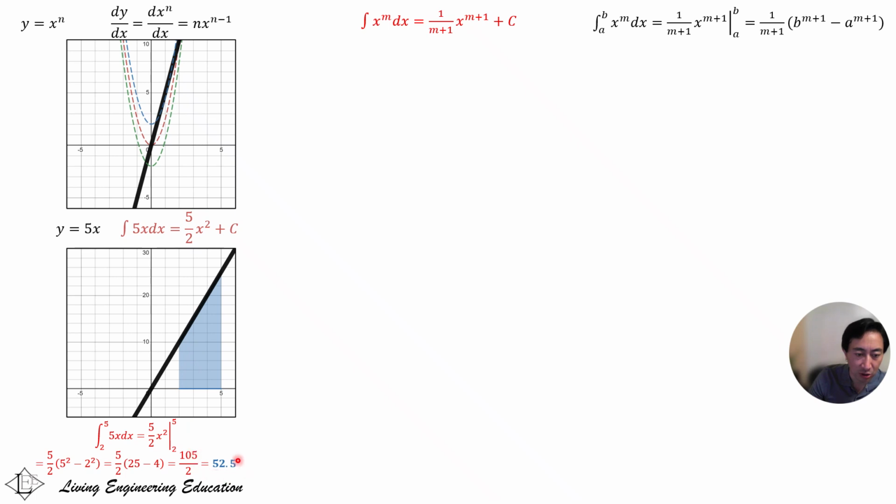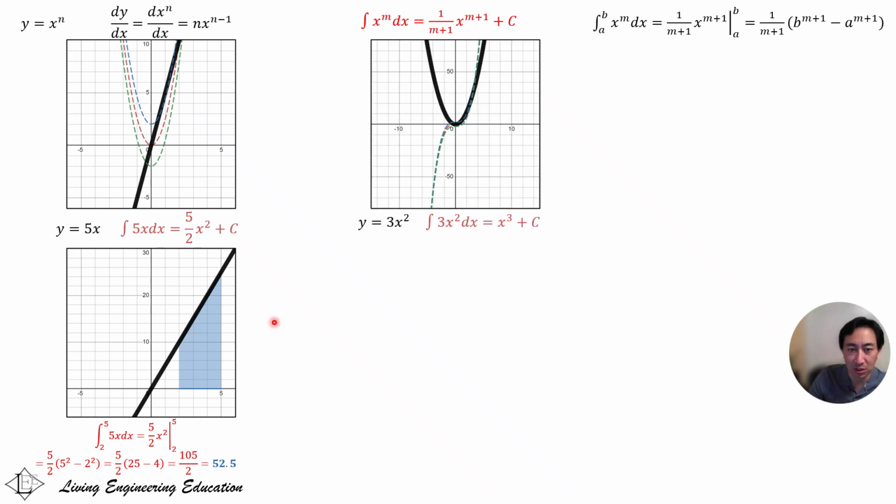And here's our solution, right? We literally just plug in. So 5 squared gives us 25, 2 squared gives us 4. So we just subtract the lower limit value from the upper limit value. And that's this shaded area. So we can also calculate this shaded area, right? If you take the area of this bottom half rectangle and then this triangle up here, if you like.